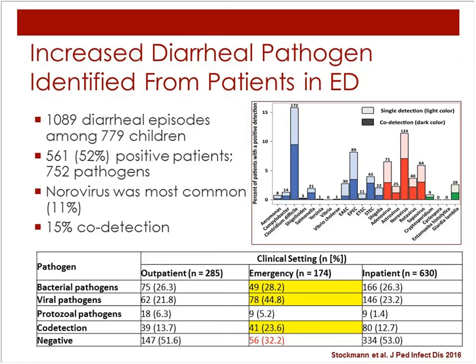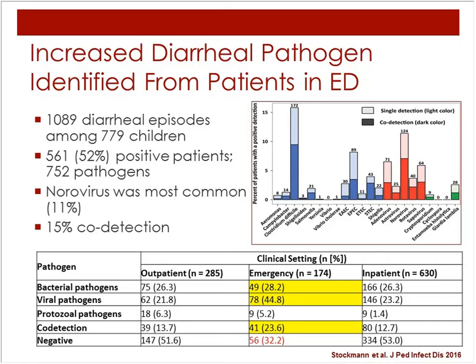Prior to initiation of the multicenter study, the group at Primary Children's and University of Utah looked at the prevalence of GI pathogens on the FilmArray panel in patients less than 18 years of age. These patients were evaluated for diarrhea at the Primary Children's Hospital. And they found that using the FilmArray GI panel, there was a 52% positivity rate and also a number of co-detections at 15%. And the most common pathogen identified in this series was norovirus at 11%.